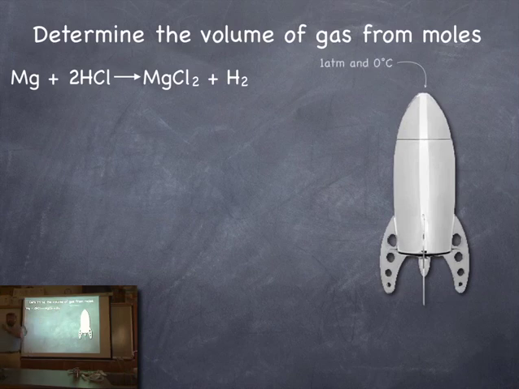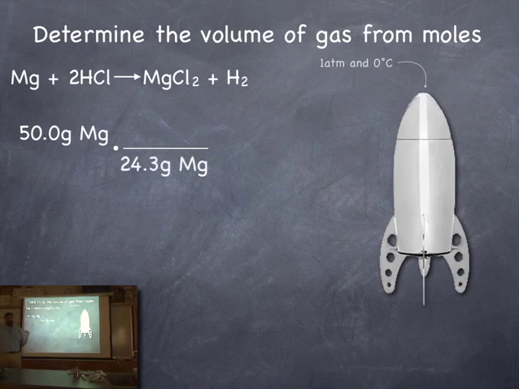So we start like we would start any stoichiometry problem. Start with the limiting reactant, 50 grams of magnesium. I want to convert the magnesium into what? I have grams. I need to convert it into moles. Because what I want to do is go from moles of magnesium to moles of hydrogen. I want to use the mole ratio from the balanced chemical equation. So magnesium has a molar mass of 24.3 grams.